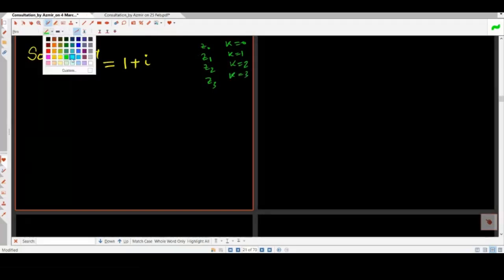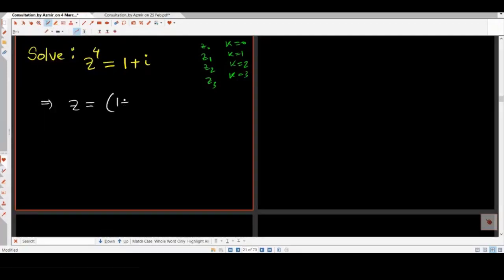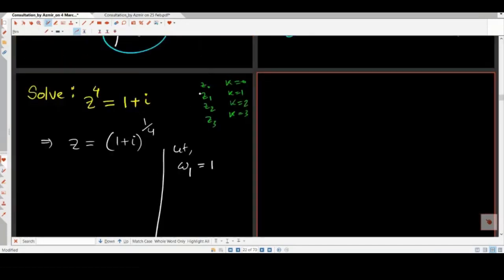So first of all, we need to keep z on the left side. On the right side, we will get 1 over 4. That means z equals (1 plus i) to the power 1 over 4. So here, on the right side, we have a complex number inside the parenthesis. So let us consider that number as w1. Let me write w1, otherwise it will be confusing with this z1.